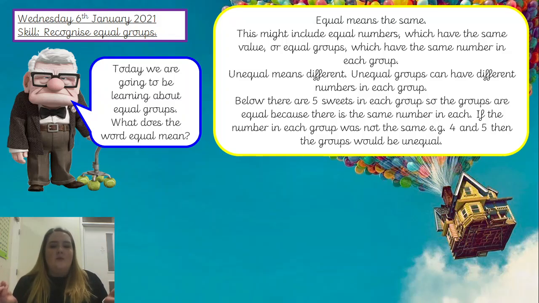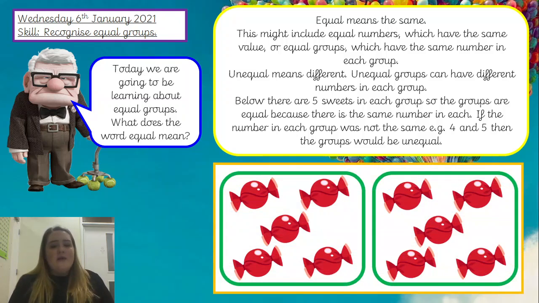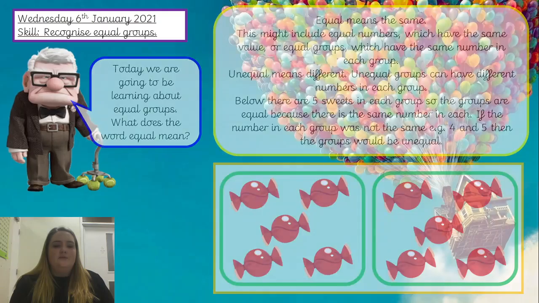So below then, there are 5 sweets in each group. And just have a little think, how many groups are there? Okay, so there are 2 groups. And these groups are equal because there are 5 sweets in the first group, and there are 5 sweets in the second group. So these groups have the same number of sweets in. If the number in each group was not the same, so we had 4 sweets in the first group and 5 sweets in the second group, then that group would be unequal.